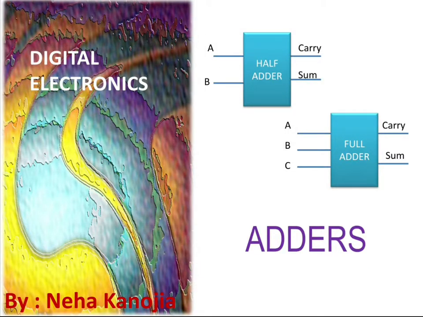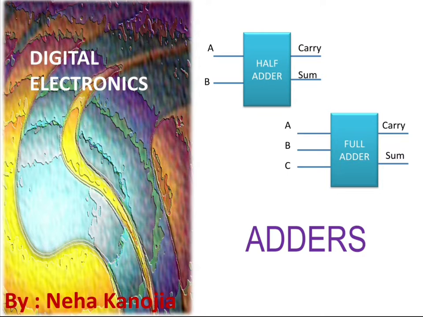Adders basically come for addition of binary bits. When we are going to add our binary bits, at that time we need some logic circuit so that we are going to get our output. If we want to add two binary bits, we have to use a half adder. If we have to add three binary bits, then we have to use a full adder. Many other adders were also there, but in our course we are having only two. That's why we are considering them.